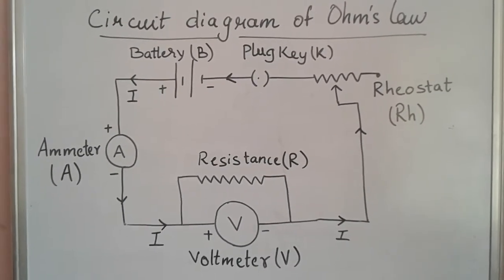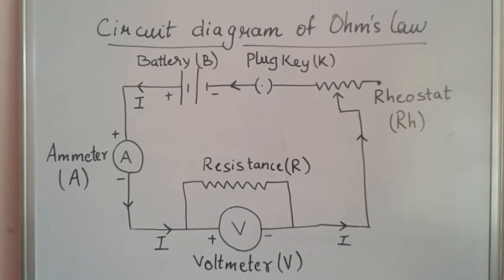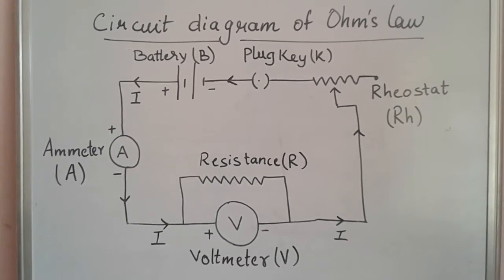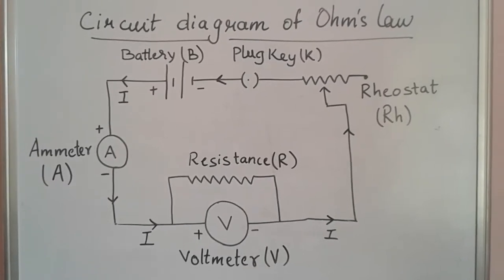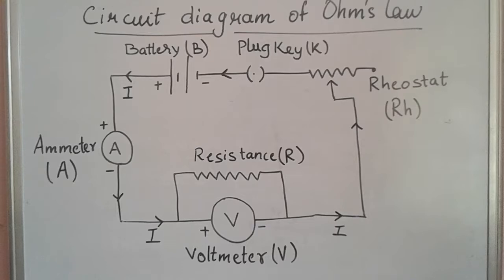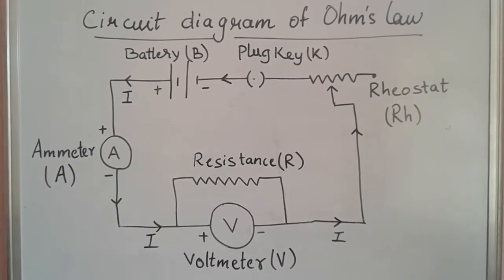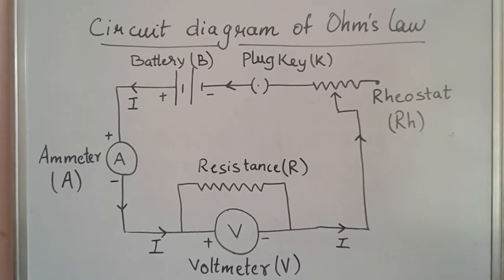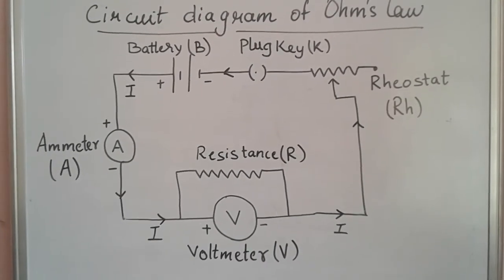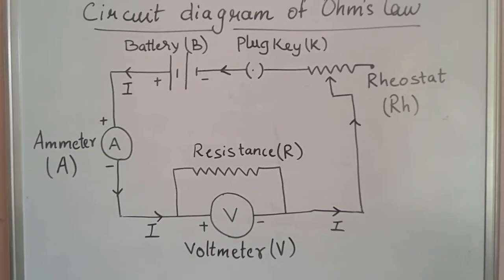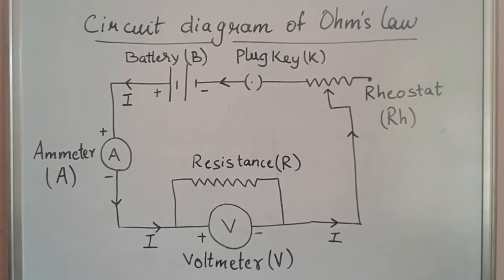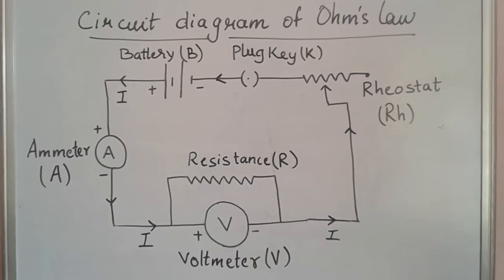Just like in a ray diagram, arrows are very important. Similarly in a circuit diagram also, when the circuit is closed, the arrow should be marked, which tells that the current is flowing through the circuit. The arrow is marked in the conventional direction, which we have already studied, that it is always from the positive end to the negative end. Beside the arrow, capital I is written, which is the symbol for current.